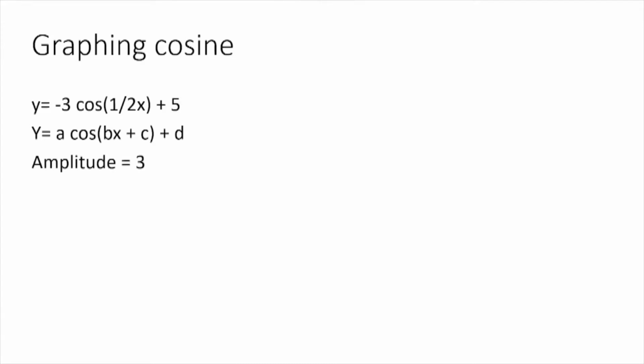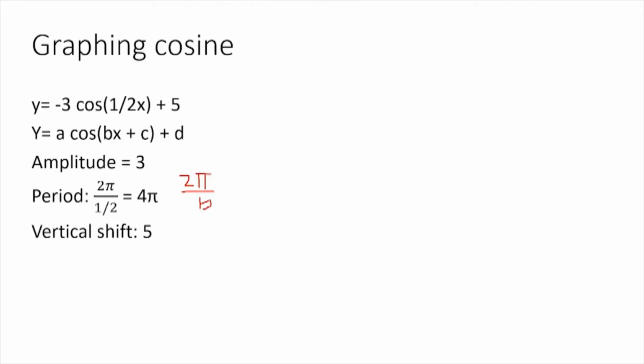As I said, a is the amplitude, so the amplitude will be 3, since the amplitude is always positive. The period will be like this. 2 pi is constant, and the formula is 2 pi over b, and b is equal to 1/2. 2 pi over 1/2 is equal to 4 pi.